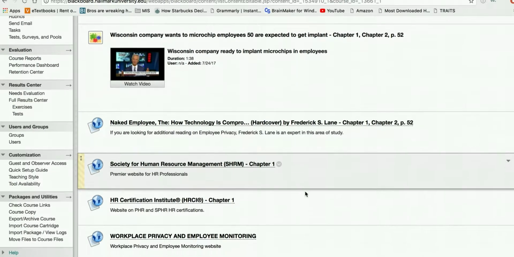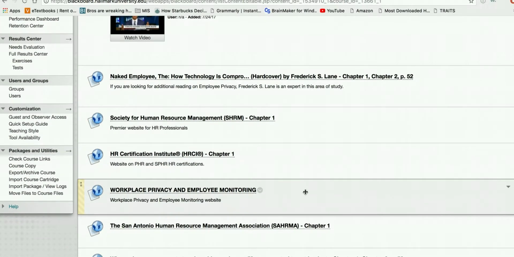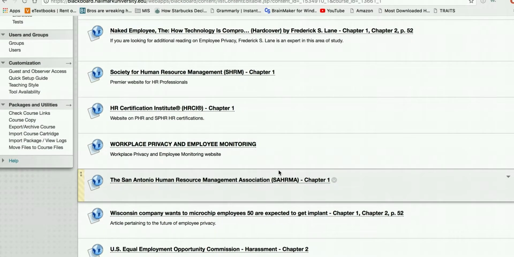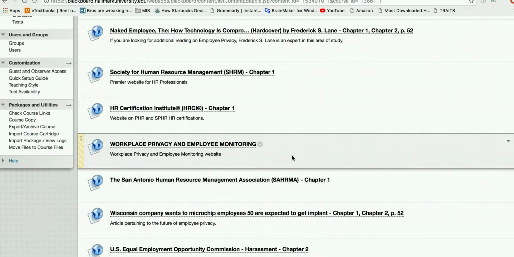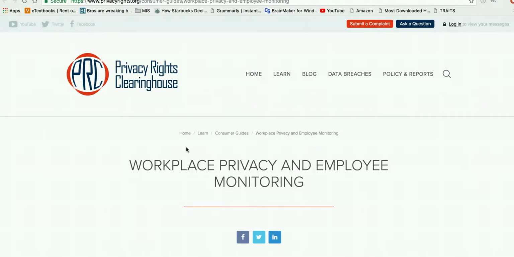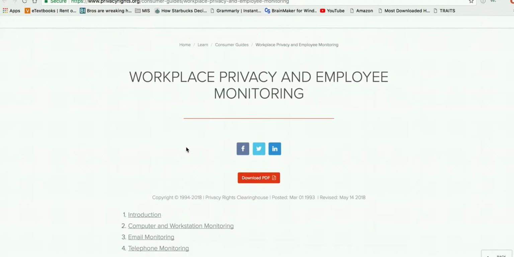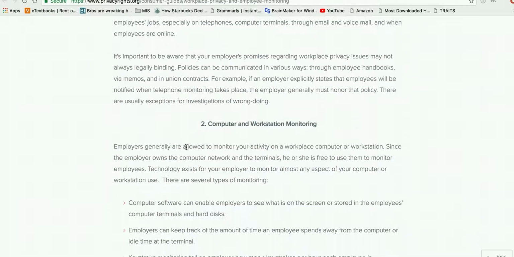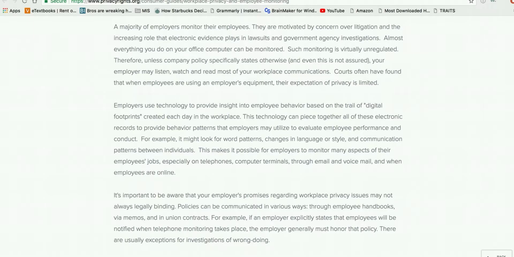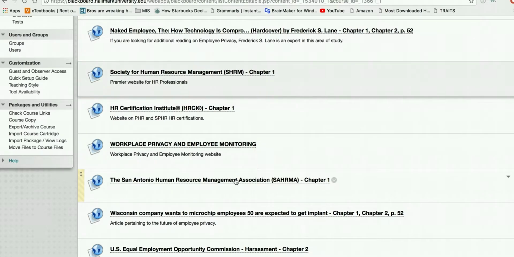And in Chapter 1, we talk about SHRM, the Society of Human Resource Management, HRCI, which is another certifying body. We'll talk about that in the chapter, but it gives you the links to that information. There's a website on privacy rights, workplace privacy, and employee monitoring. These folks do some extensive research. This could be another good source for you if you're doing a paper on privacy. Normally, somebody every semester does something on that.